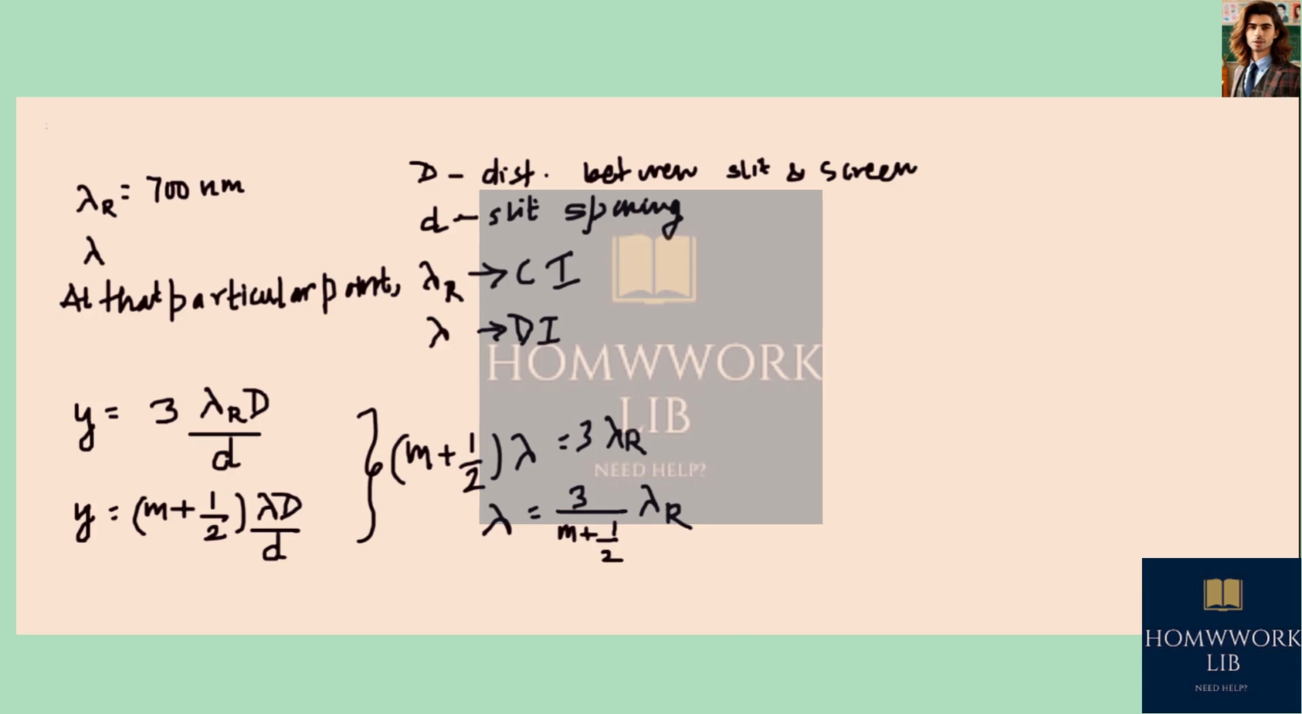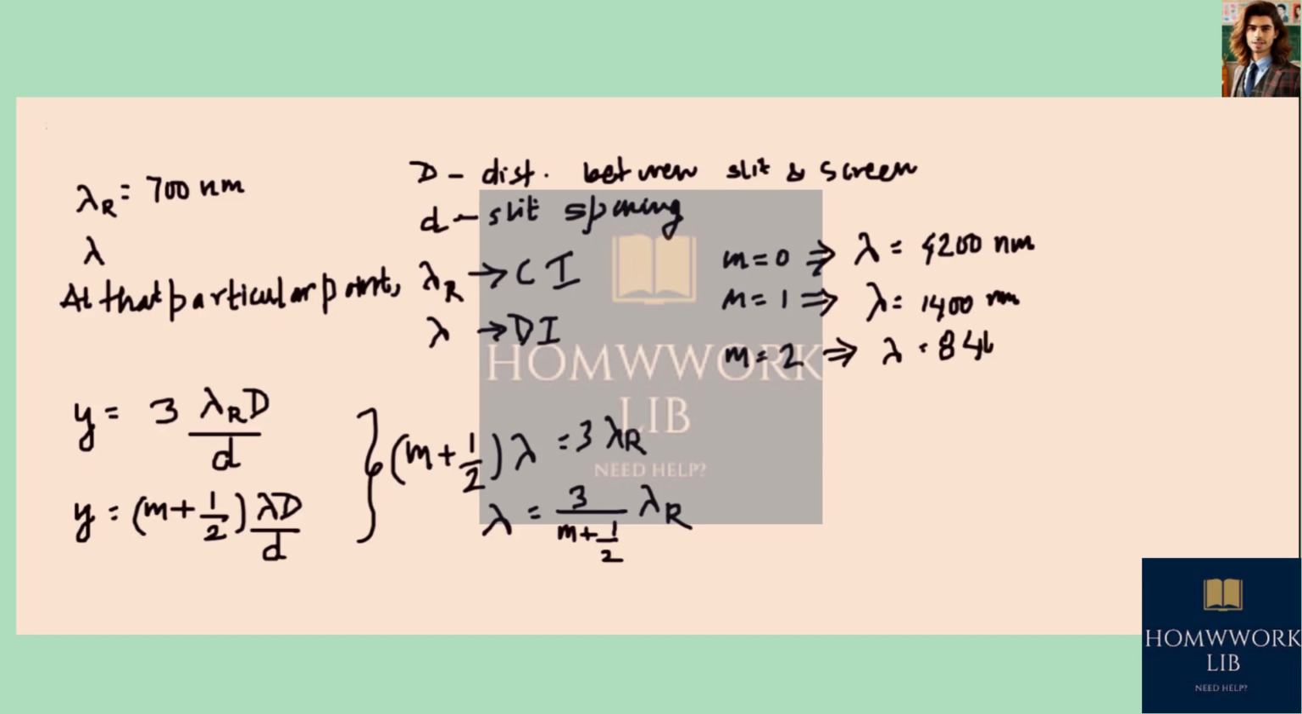So let us turn by turn put the values. For m equal to 0, lambda equals 4200 nanometers. Well, this is not in the visible region, we need wavelengths in the visible region, so let's move on. For m equal to 1, lambda becomes 1400 nanometers. Okay, it is decreasing, right? Good. For m equal to 2, lambda equals 840 nanometers. Excellent, it's decreasing. Now it may reach the visible region.